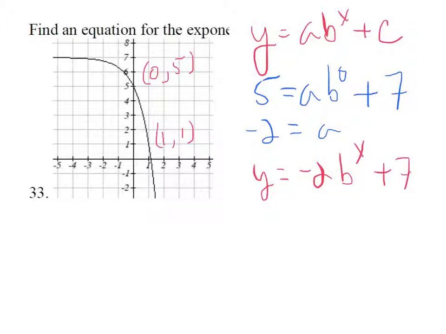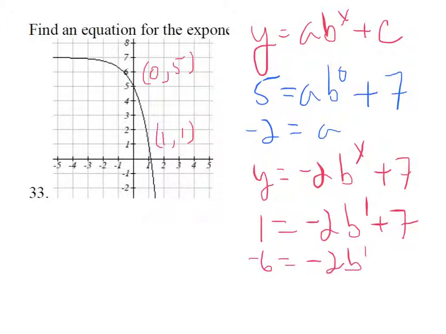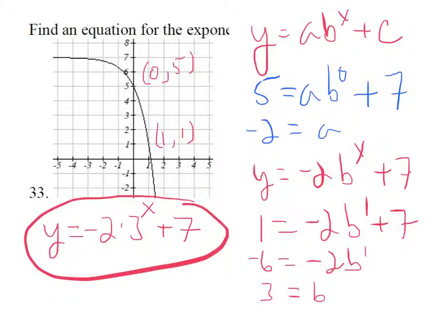Now I've got this other point, (1, 1), that I can use. And if I solve that for b, that's going to give me what? Let's see, -6. And then divide by -2, that gives me b equals 3. So right now I'm thinking y equals -2 times 3 to the x plus 7. And now I'm going to try graphing that and see what it looks like.